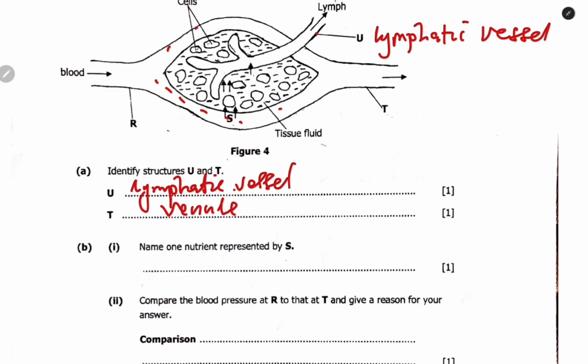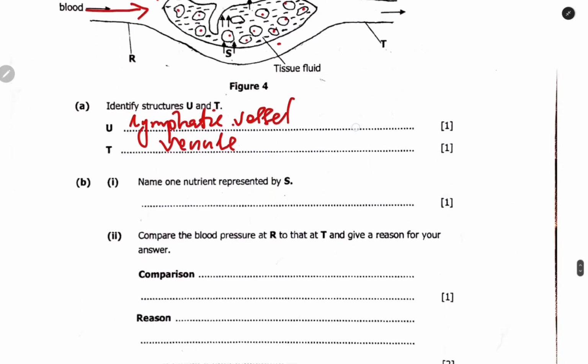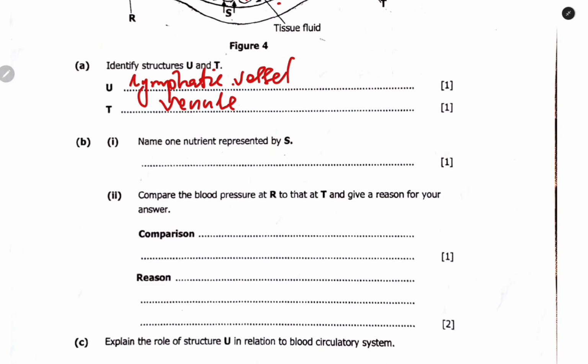Name one nutrient represented by S. So we are simply looking at the nutrient that is filtered out. When the blood is transported from the heart, it contains nutrients, oxygen, and all that. When it reaches here, the capillaries have porous membranes. Due to high pressure here, the plasma filters out, or is pushed into this part, and it becomes the tissue fluid. In the tissue fluid, this is where you find the cells, and these cells need oxygen and glucose. So the nutrient that we find there is what? Glucose.